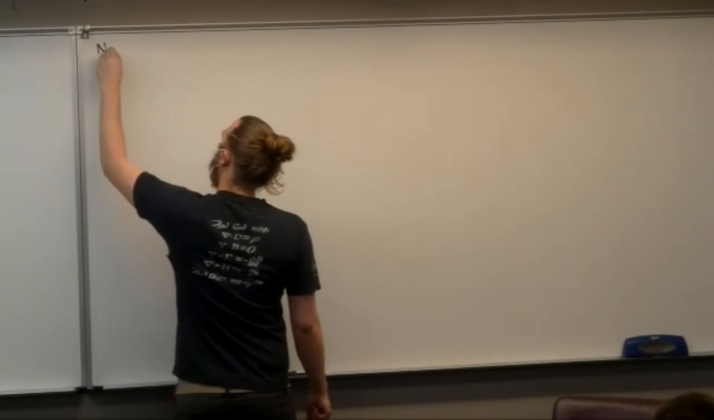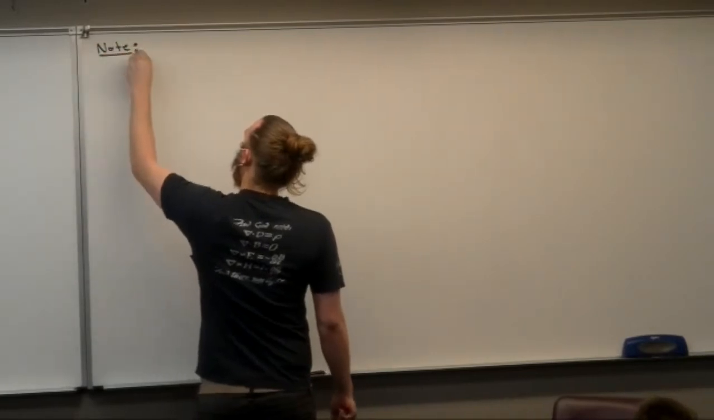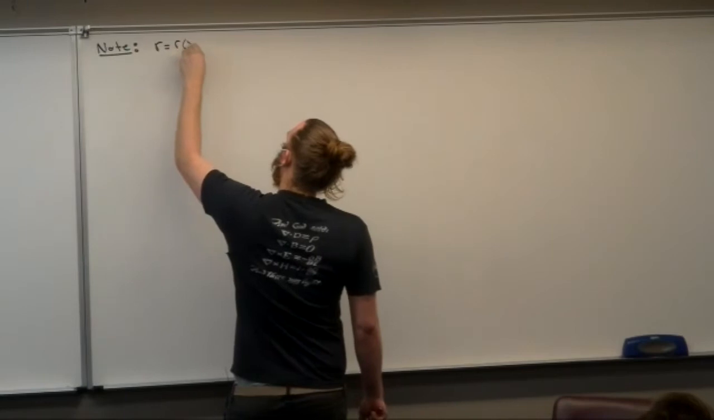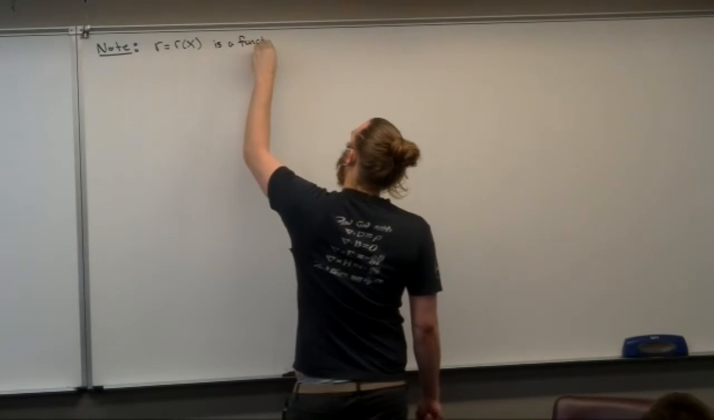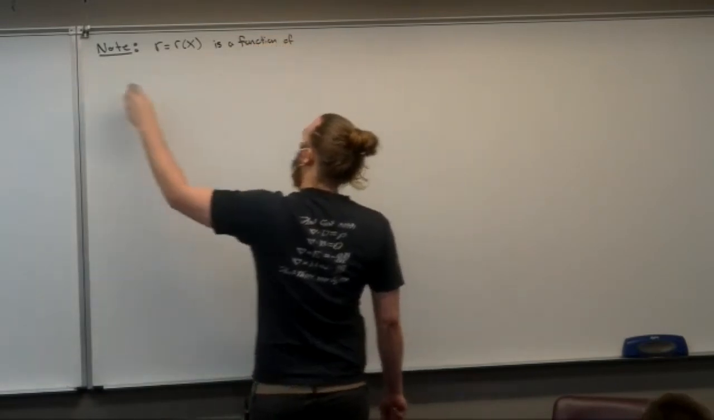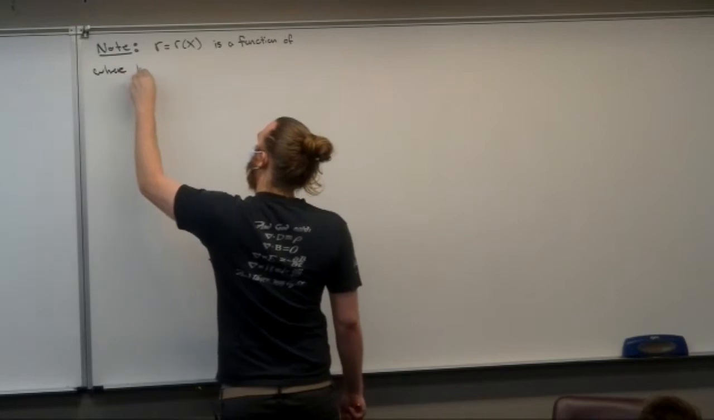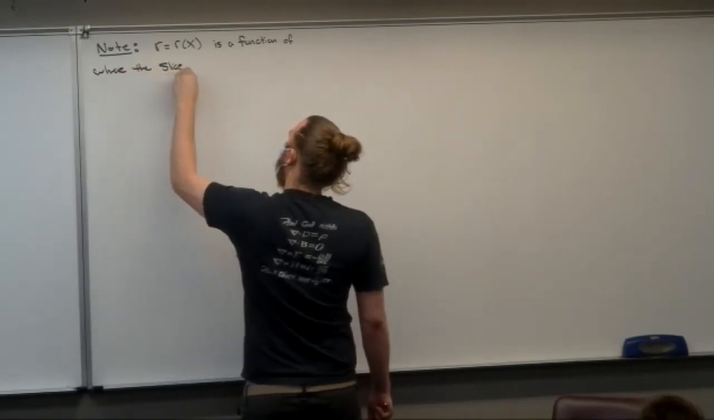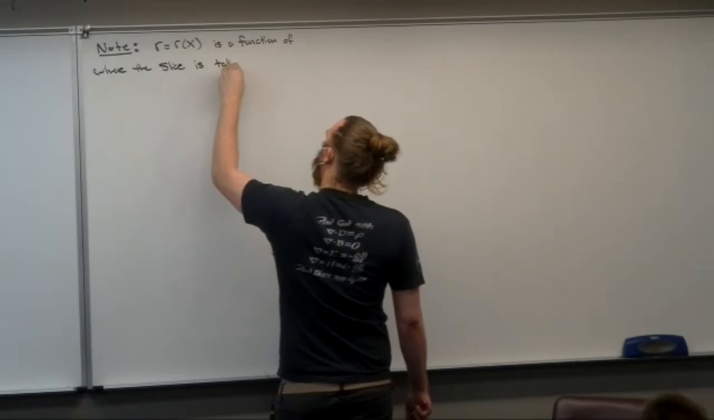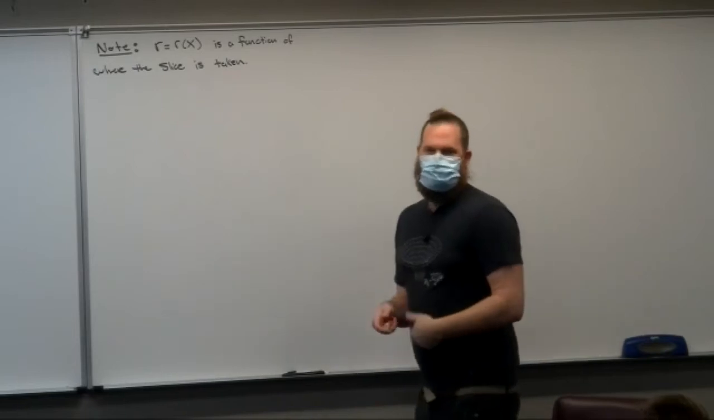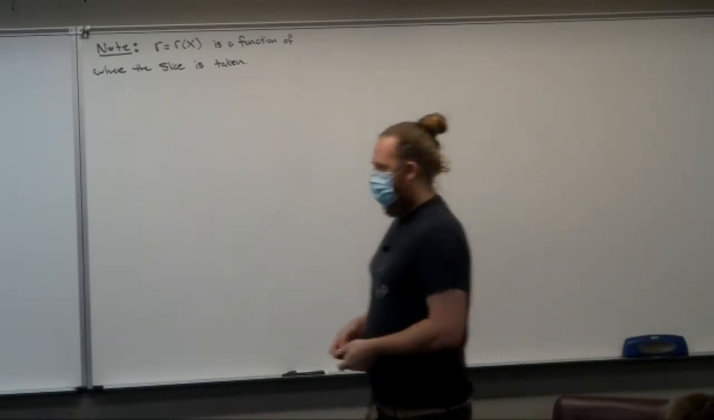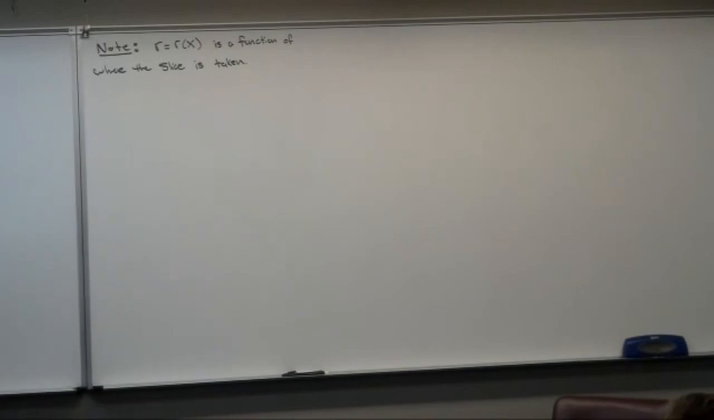So we need to find r. Let's say, note, r equals r of x is a function of where we take the slice. I think it's fairly obvious that r is a linear function of x, right? Because r is just the y value along this boundary here, which is a straight line, because we're talking about a cone.